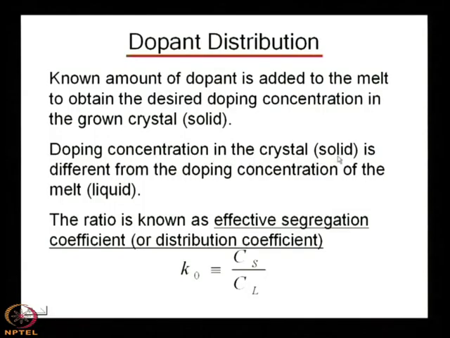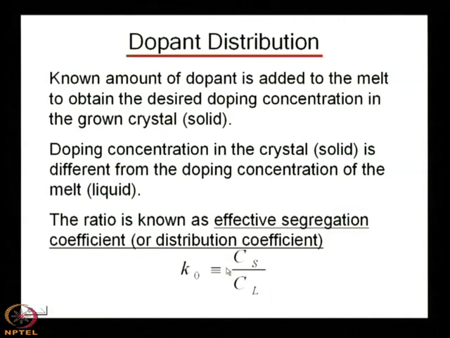When you say the melt, it is basically the liquid. That means it is in a molten state. Doping concentration in the crystal, that means in the solid, is different from the doping concentration of the melt, that means liquid. The ratio is known as segregation coefficient or distribution coefficient. What is this ratio? This ratio is the doping concentration in the solid, C suffix S, S stands for solid, and C suffix L, L stands for liquid. People have taken the experimental data to obtain this CS and CL.